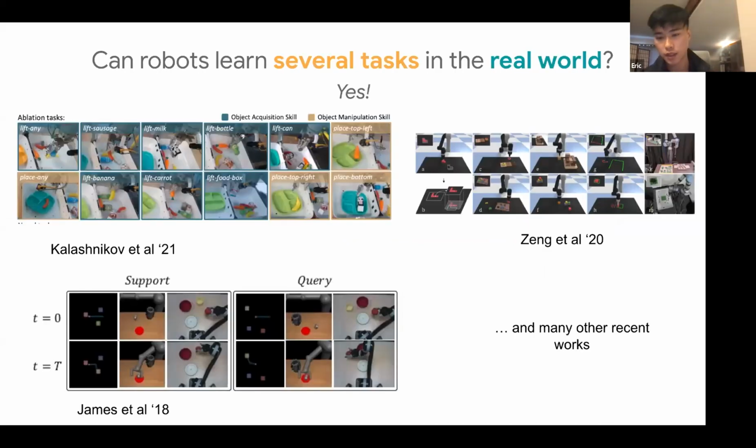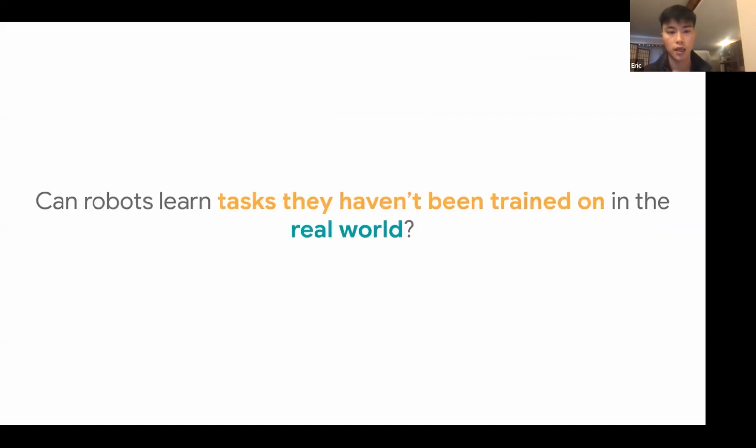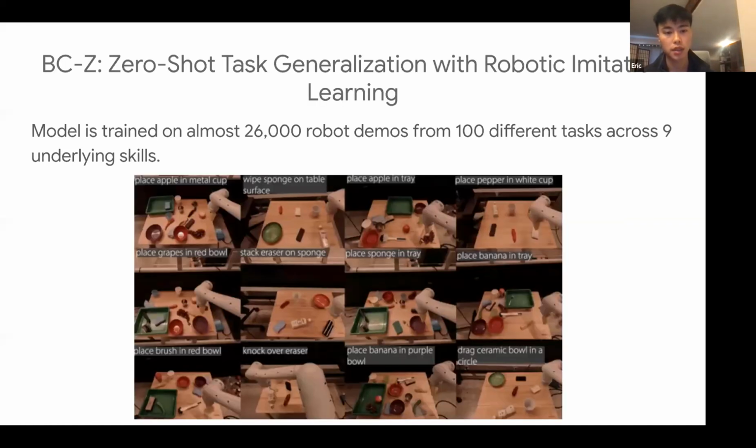There's an extension of the grasping work that does multiple tasks. There's Transporter Networks, and Stephen James has this cool work, Task-Embedded Control Networks, and many other recent works where a single neural network is doing multiple tasks. And the work that we did was that we got robots to do tasks they haven't been trained on at all in the real world.